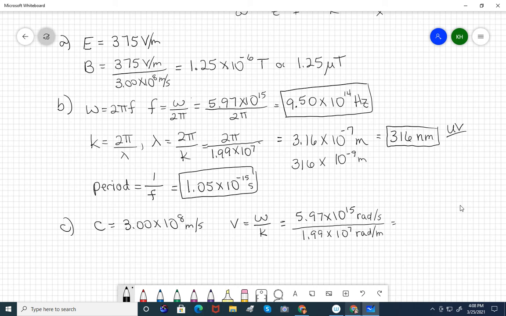5.97 times 10 to the 15th divided by 1.99 times 10 to the 7th. Oh, what do you know? It came out to be exactly 3 times 10 to the 8th meters per second, just like we predicted. That should be true. That's a nice check for a wave equation. If it's an electromagnetic wave, that speed should be 3 times 10 to the 8th. All right, I'm going to stop here. Hopefully that was helpful to you.